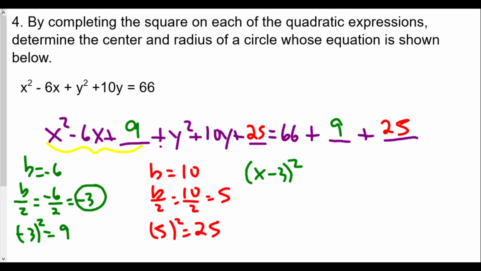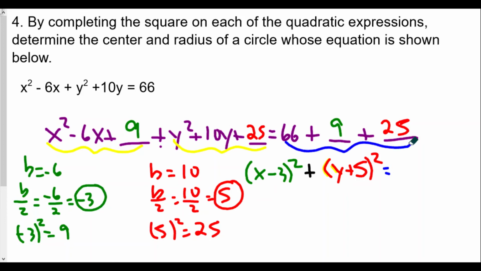And for the y value, we factor this as well, but we know it's going to be y plus this number squared. And finally, we're going to add the last part here. The 66 plus 9 is 75, and the 75 plus 25 is 100.